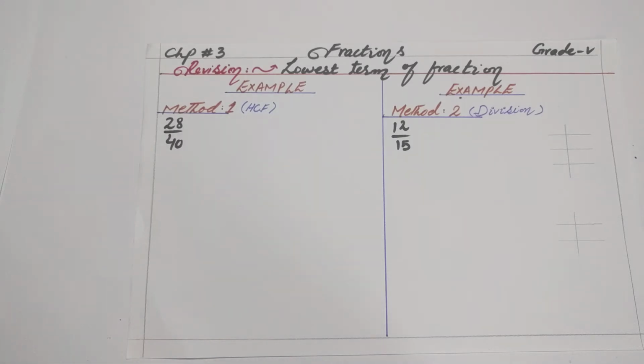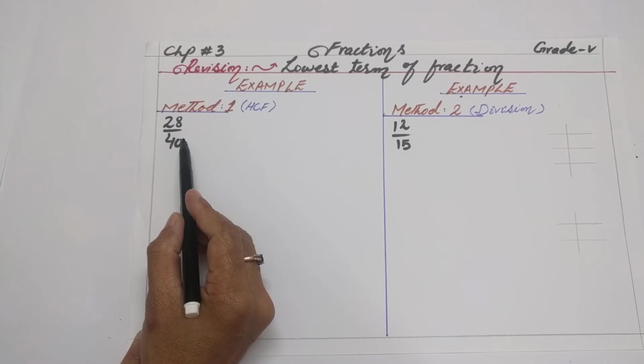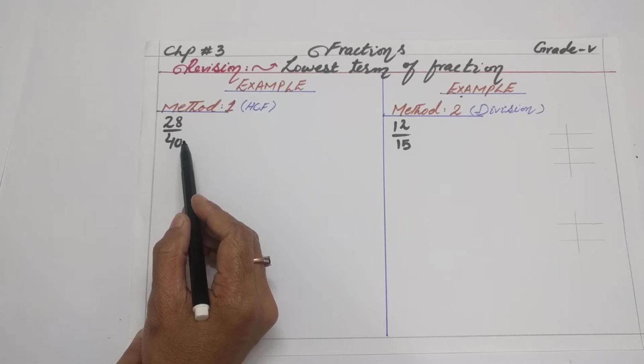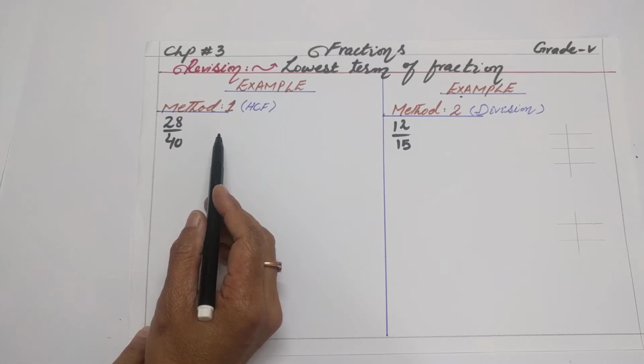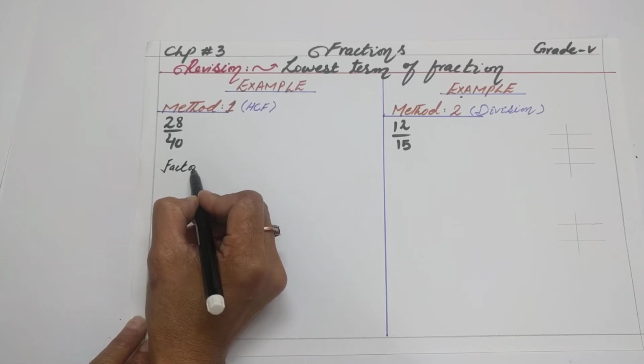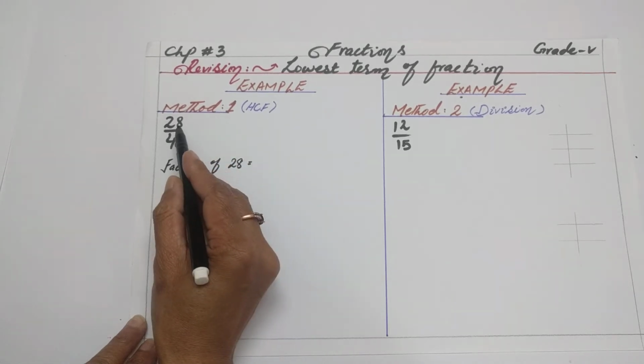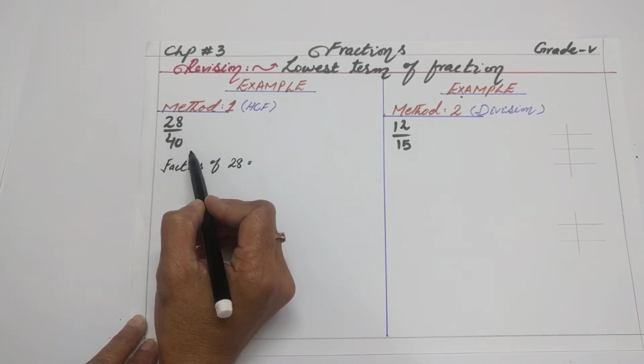So to find the highest common factor, firstly we have to find the factors of the numerator and denominator. As you can see, 28 and 40 have many factors. One is not the only factor of 28 and 40. It means we have to reduce this fraction by using the highest common factor. So firstly we will find factors of 28. Factors mean the numbers which divide the given number completely without leaving any remainder.